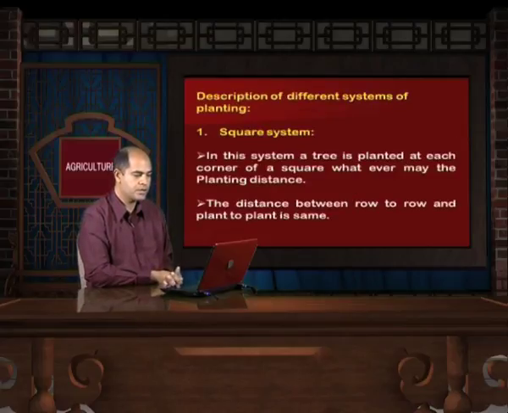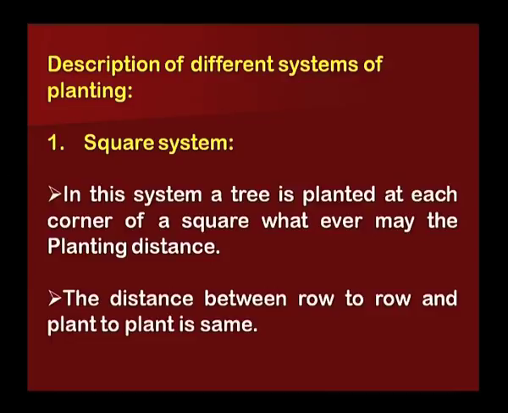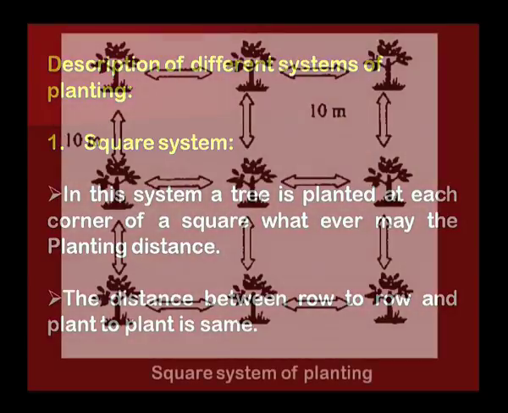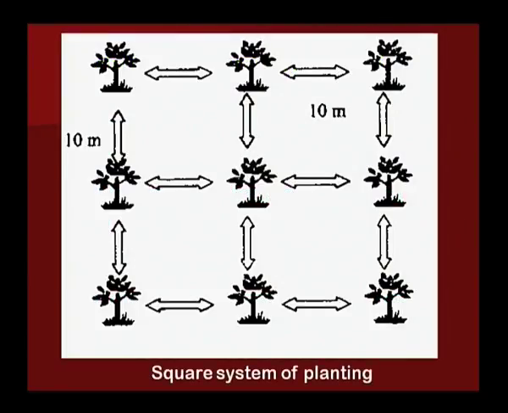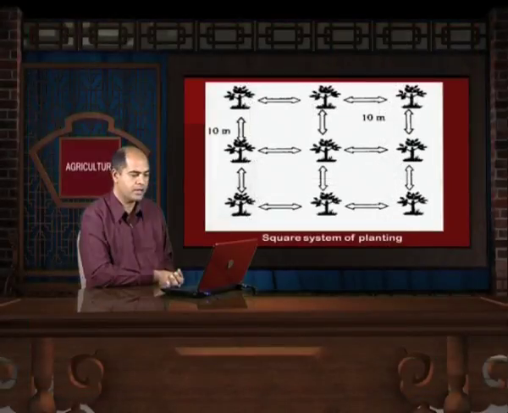Description of different systems of planting. The first one is the square system. In this system, a tree is planted at each corner of a square, whatever may be the planting distance. The distance between row to row and plant to plant is the same. In this picture, you can clearly see a square system of planting in which the row to row and plant to plant distance is the same, that is 10 meters.